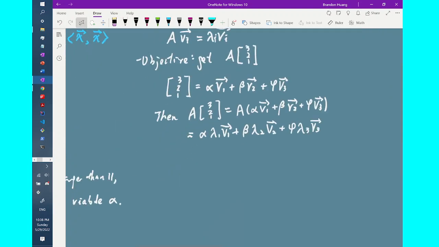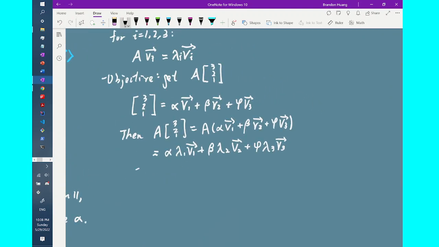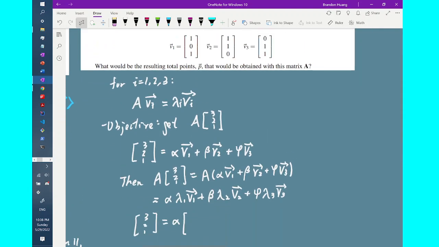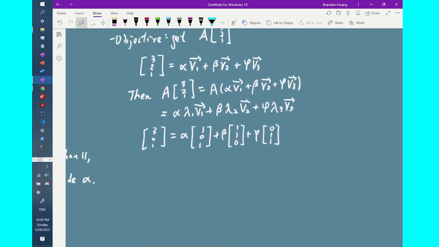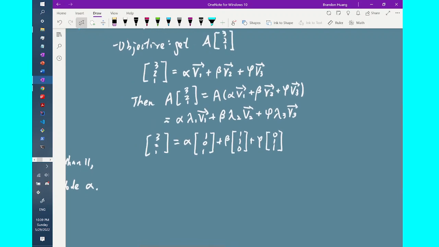So I need to find that (3, 2, 1) is equal to alpha times the first eigenvector, which is (1, 0, 1), plus beta times the second eigenvector plus gamma times the third eigenvector. So now we have two ways out of this to get the values. The first way is the most surefire way, which is that we construct a matrix vector multiplication system out of this.